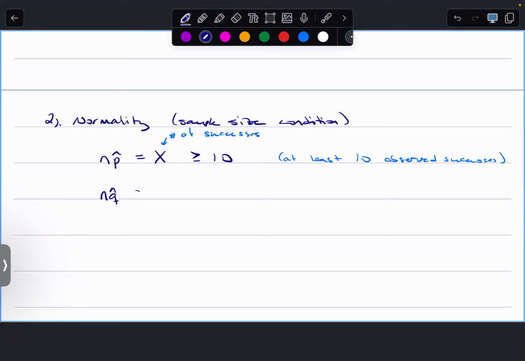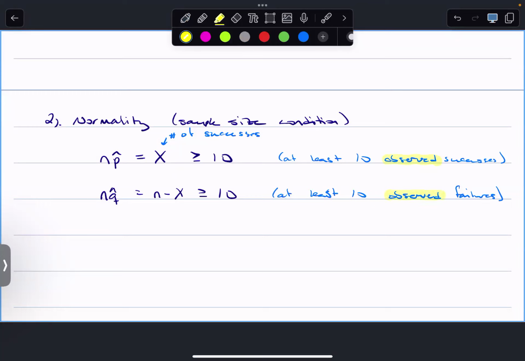n times q hat, which is also n minus x, I'm doing both because you might have different pieces of information, has to be greater than or equal to 10, which means at least 10 observed failures. I'm going to highlight the observed, because we need the observed successes and failures for confidence intervals.